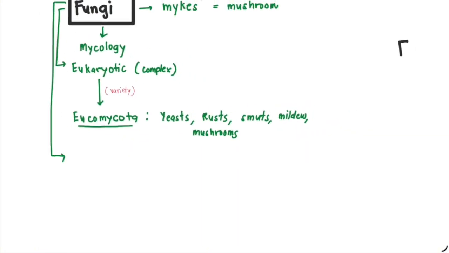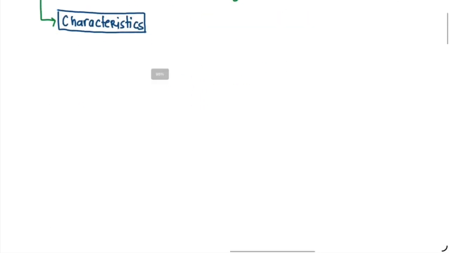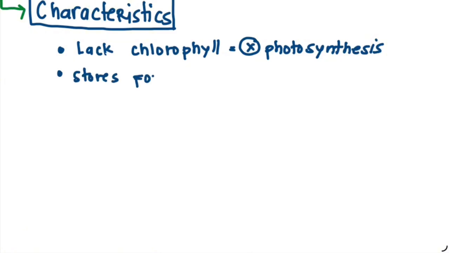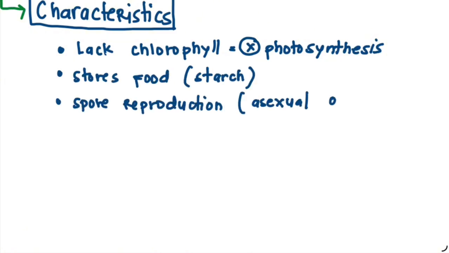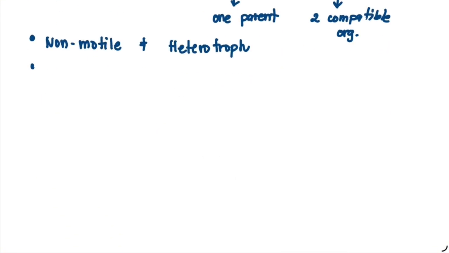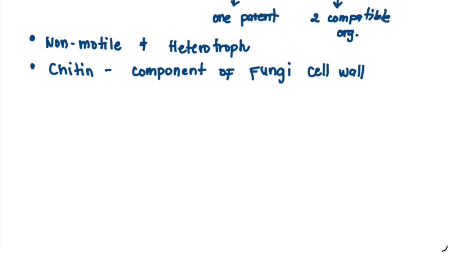So let us characterize fungi. No, ang fungi po, no, they lack chlorophyll, meaning they do not undergo photosynthesis. Ang fungi, they are heterotrophs, no, but they store their own food as starch. Spore reproduction, asexual or sexual. Kapag asexual, one parent. Kapag sexual, two compatible organisms. Next, they are non-motile, meaning hindi sila gumagalaw with motion. No? They also have chitin. Ito yung component ng fungi sa cell wall. They pronounce it as chitin, but some pronounce it differently.